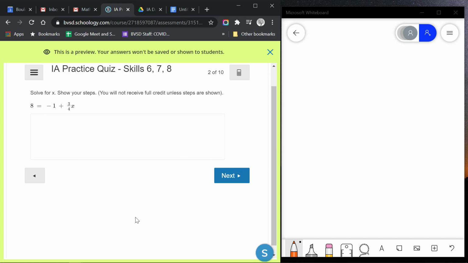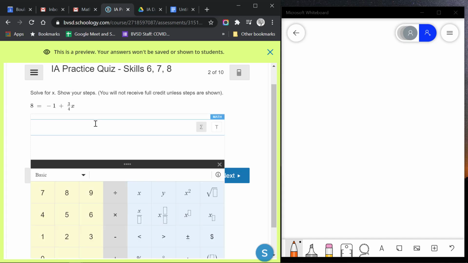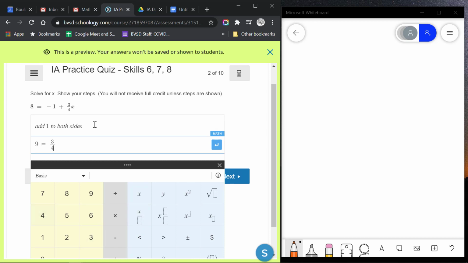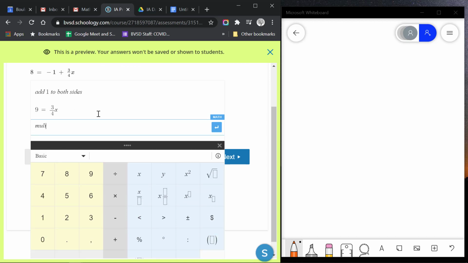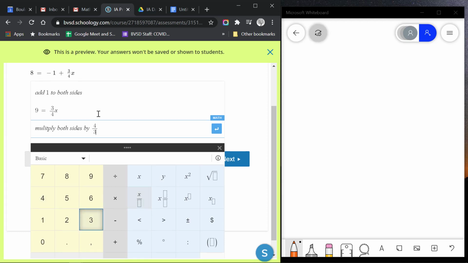All right, this one says to type your steps. So you can choose to say it in words or actually type it out. So for here, I'm going to just type out add 1 to both sides, and then I'm going to have 9 equals 3/4 x, and then I will multiply both sides by 4 over 3.